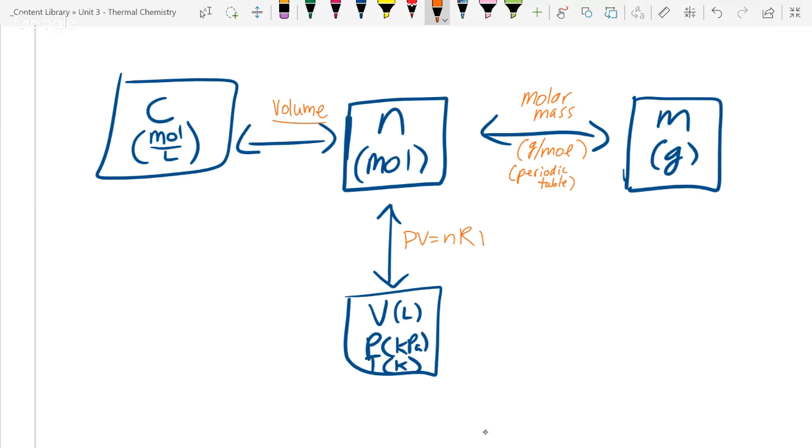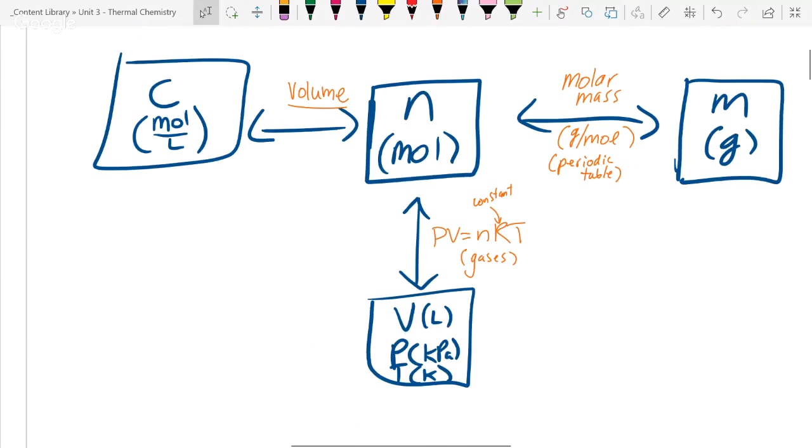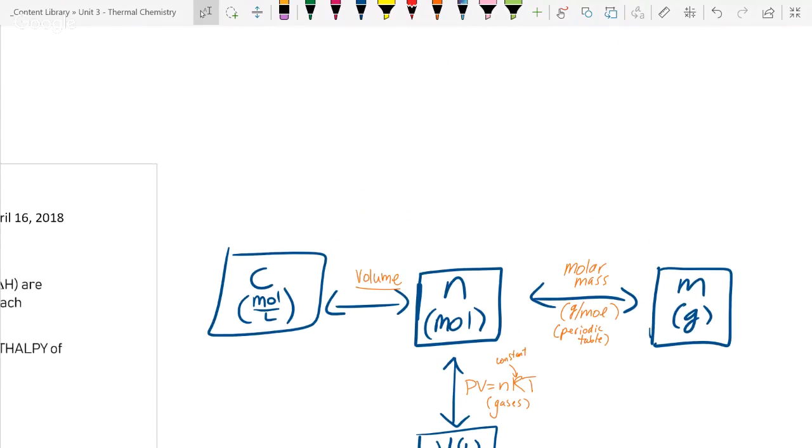Very good. So we can go back to the ideal gas law. If you remember that, PV equals nRT. This is for gases. And remember, R is a constant. You can look it up. Anyone remember it? 8.314 liters kilopascals per Kelvin mole. Don't worry about it. You can look it up. Easy to find. Don't worry, we're going to do one of those today, so you'll get some practice.